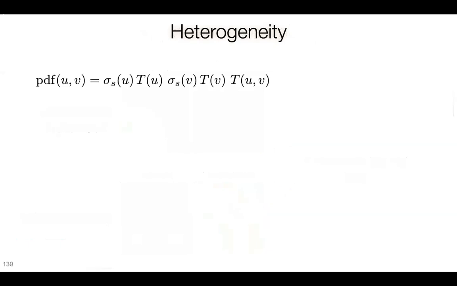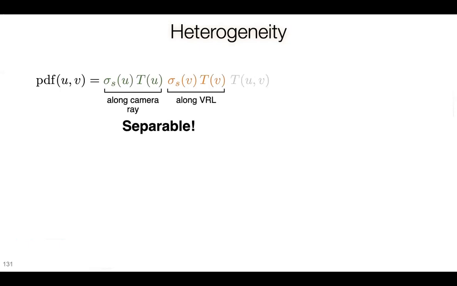So let's look at the heterogeneous term. In the PDF, if we are just considering the scattering coefficients and the corresponding transmittance, you can see you have sigma_s, T, again sigma_s, and T with respect to the corresponding vertices, of course, and the transmittance of the UV term itself there. The good point is that if you, for an instant, ignore the transmittance between the curves U and V, if you remember, these two components are separable here, because one is along the camera ray and the other is along the VRL.